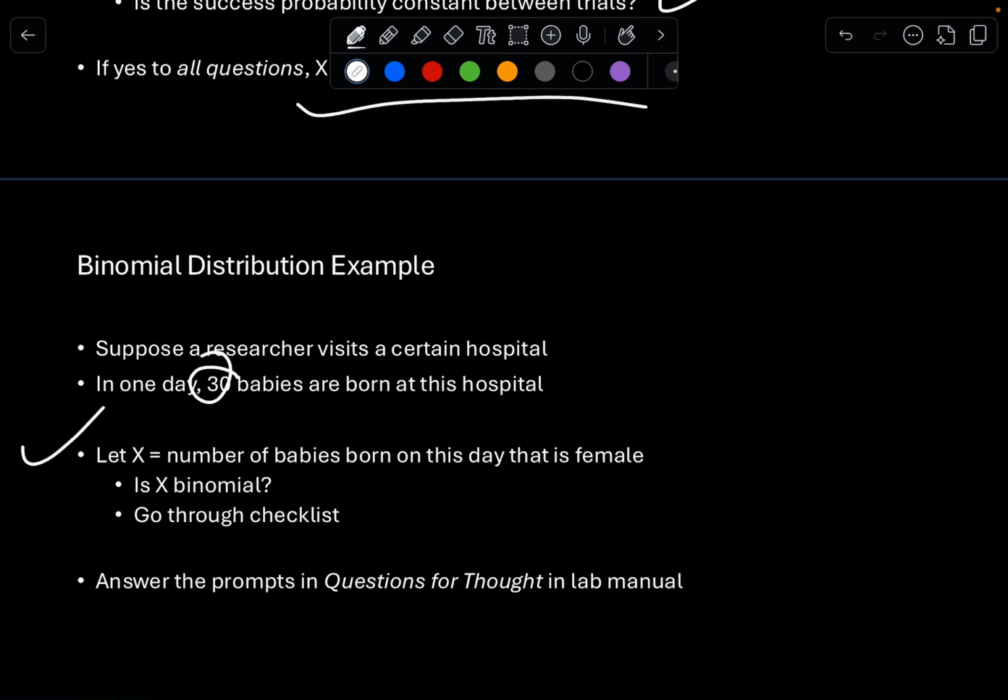Also think about the prompts in the lab manual. There are 2 prompts here. One is binomial and one is not. So think about those. Those would be good exam questions, so think about those.